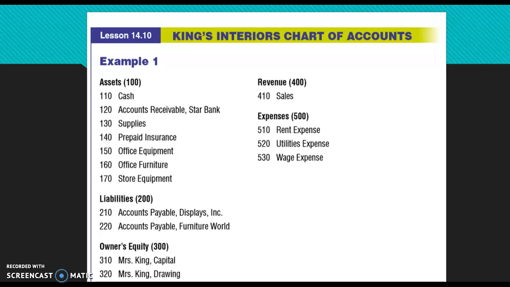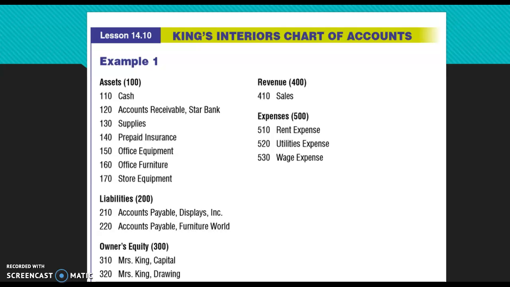Now notice that there's a 10 number gap between each account, 110, 120, 130, and so on. And that just gives you room to add more accounts later. Liabilities are 200s, and you can see that there are 2 accounts payable accounts. One is accounts payable Displays and accounts payable Furniture World. Those were listed in alphabetical order by vendor, and you notice that there's 10 digits between them, 210 and 220. That just allows you room to add more later.